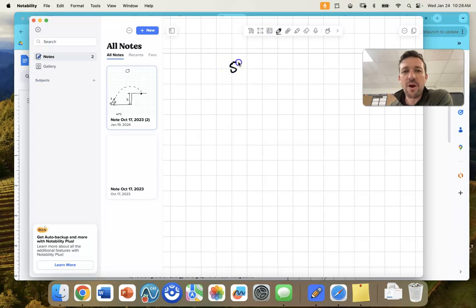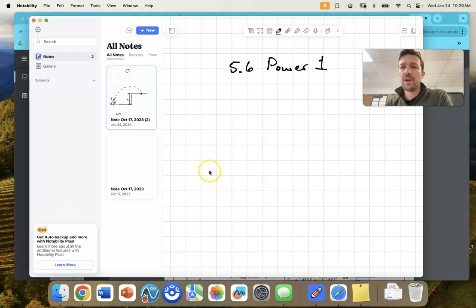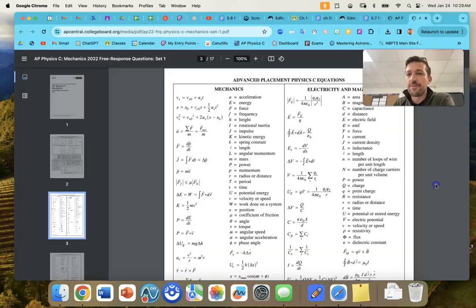We are doing power. Now I've separated power into two lessons, so this will be the first lesson. The reason I've separated it into two lessons is because there are basically two formulas for power. Let me bring those up. So let's look at the formulas for power.